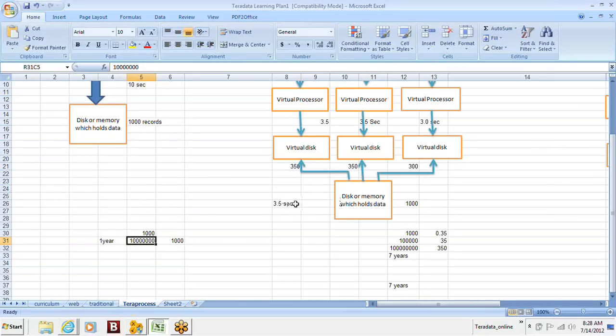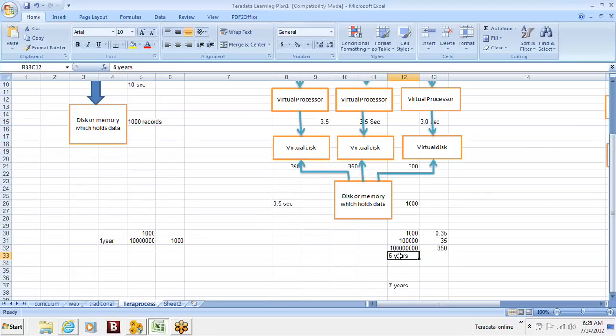But if I implement my Teradata system, I could be happy up to 7 years because it is almost 7 times or 6 times better. Let us consider 6 times. So almost 6 years, I could be happy with my Teradata system, whereas it was only 1 year with the traditional system. So this is the first benefit we are getting. But after 6 years, even though I implemented Teradata to host my data warehouse, I would be hitting the same performance issue.